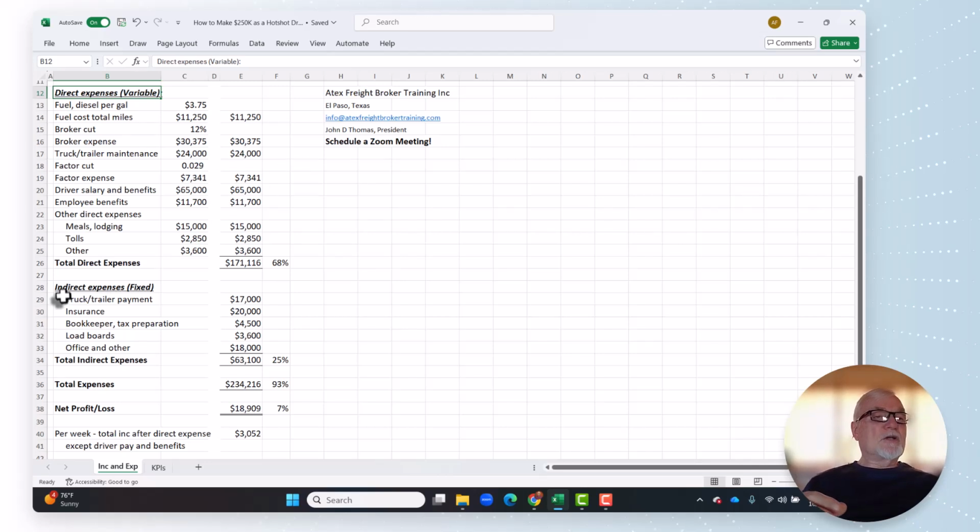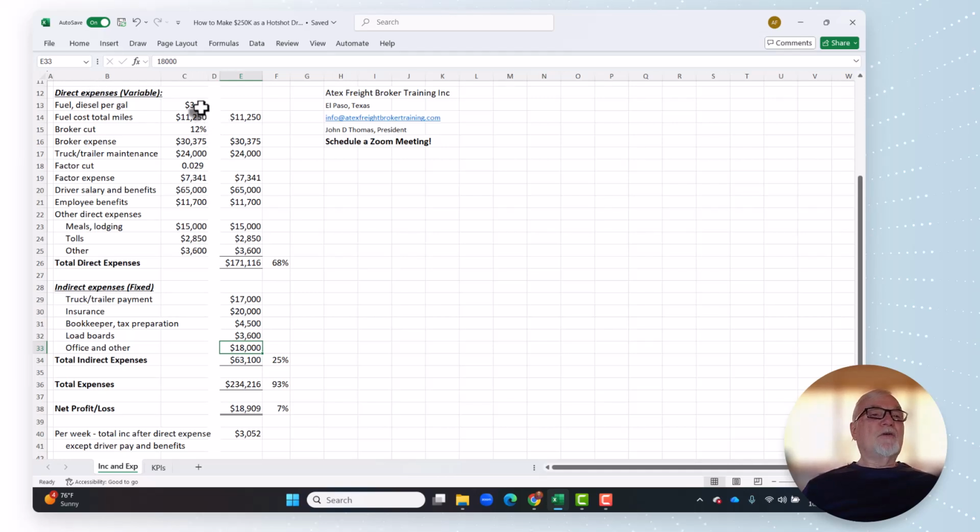Whereas the indirect expenses, the fixed expenses, occur whether you're sitting at home or whether you're out on the road. For example, you could have a truck and trailer payment. There's insurance. If you have a bookkeeper and tax preparer, there's load board expense, and then office covers just about everything that it takes you in the office to run your business. So let's start up here with the direct expenses.